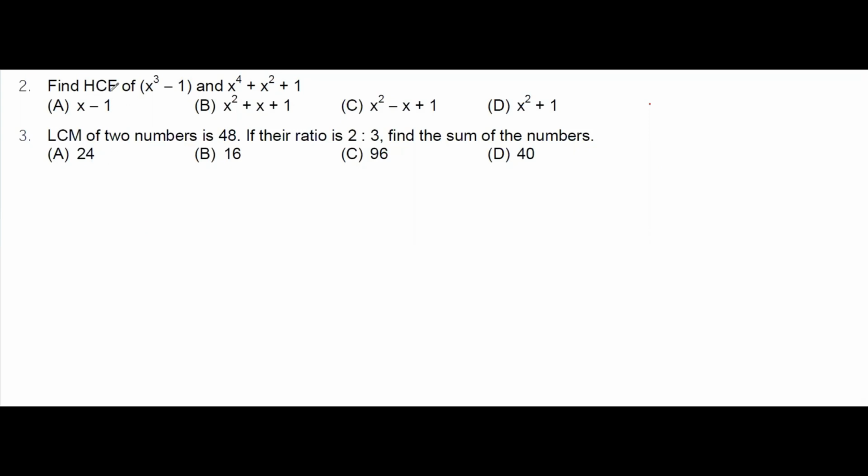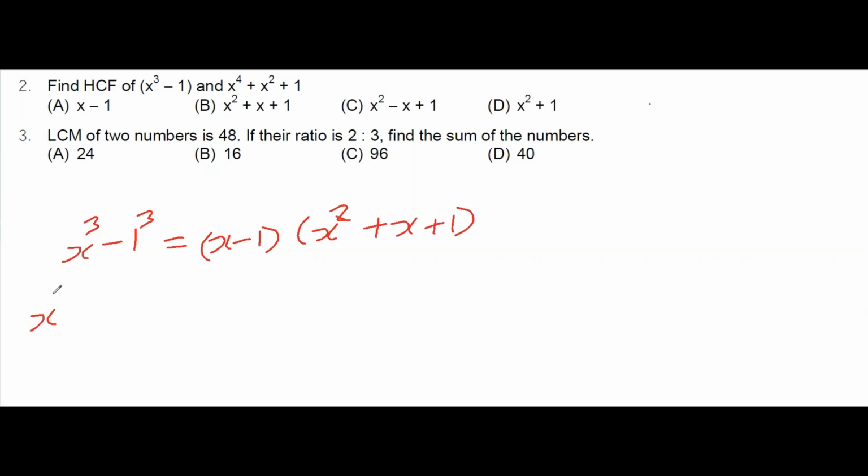It says find the HCF of x cube minus 1. So I need to find the factors of x cube minus 1. x cube minus 1 can be written as x cube minus 1 cube. This is nothing but the formula of a cube minus b cube. So as per the formula, I can write (x minus 1) into (x square plus x plus 1). So the factors of this are these two.